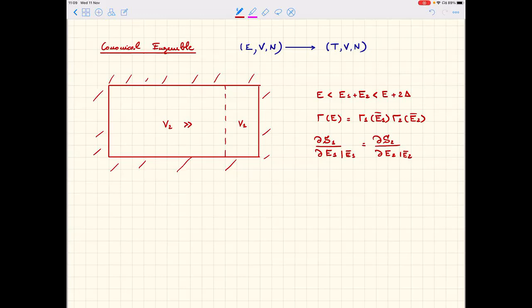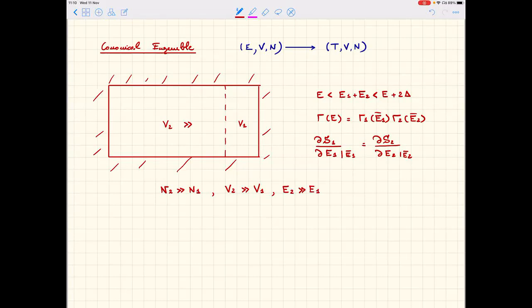Now, in particular, we are going to assume, because these two volumes are very different, that the number of particles in 2 is much larger than the number of particles in 1. The volume V2, as I already said, is much larger than V1, and the energy E2 is much larger than E1.